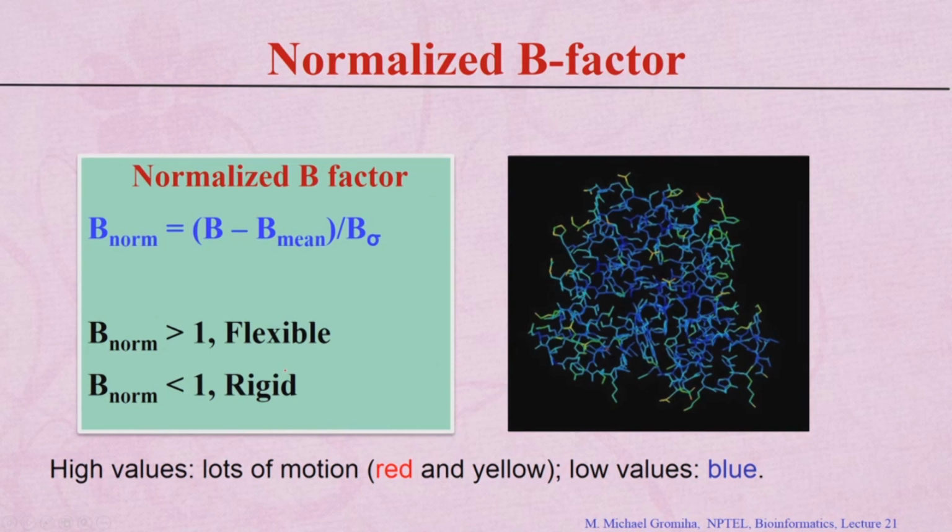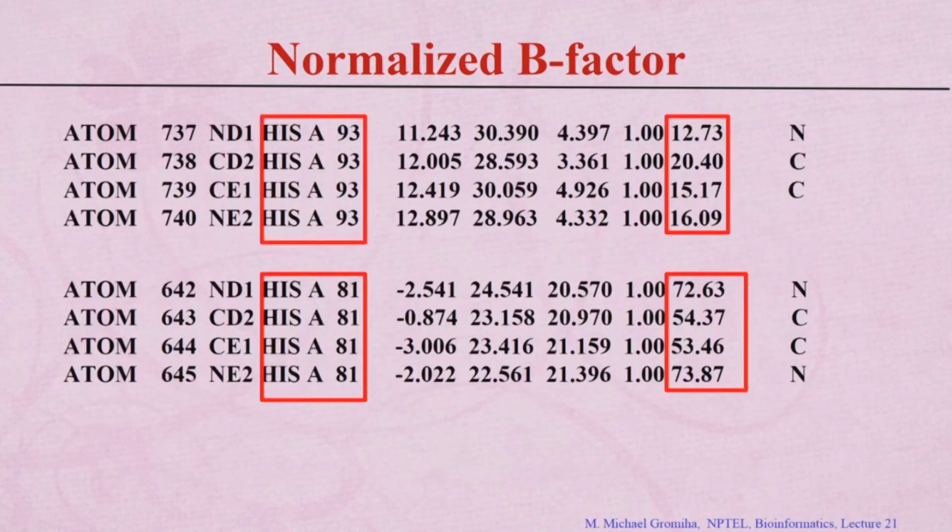In this figure I showed earlier, see several residues are in blue, okay, these have the low values, right, and some of them are red and yellow, right, they have more motions, depending upon the B factors, right. So here you give the numbers, some of them very high, they are flexible, and in this case they are rigid.